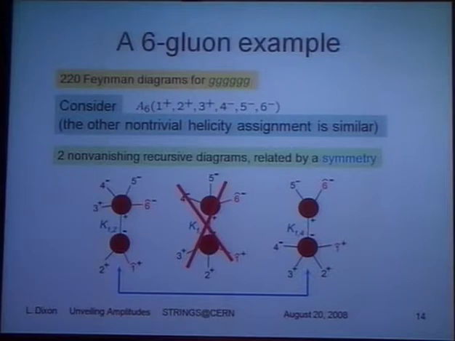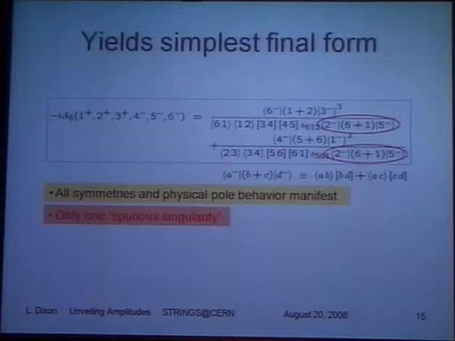You immediately find that, say, this one vanishes because of one of those vanishing tree amplitudes. And you get just two diagrams left over. They're even related by a symmetry. So it's a very simple calculation. Each of those two diagrams gives you one of the two terms in this expression. And they're written very compactly in terms of these spinor products, certain Mandelstam invariants, and some combinations of spinor products.